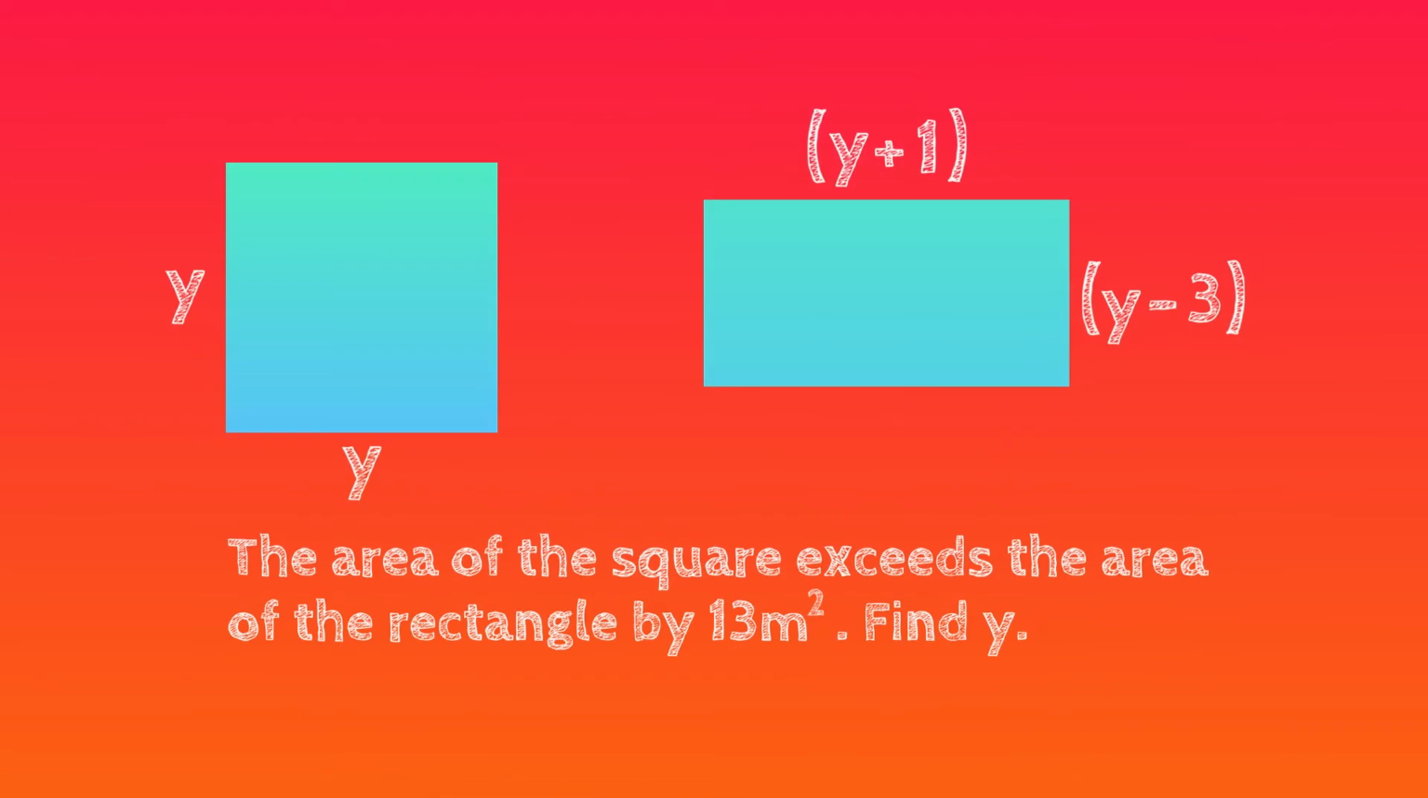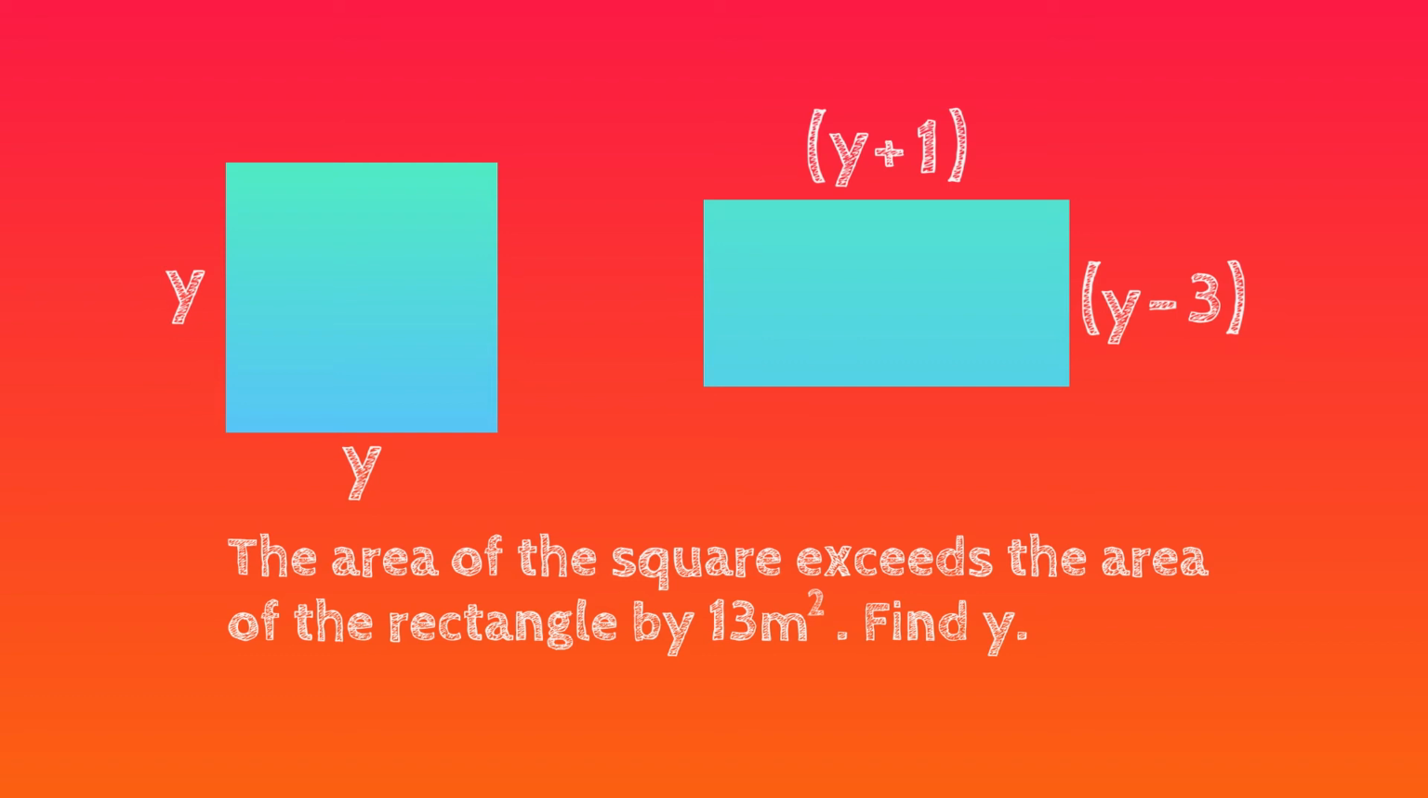Now we look at number 2. We have two shapes. We have the question, the area of the square exceeds the area of the rectangle by 13 square meters. Find y. So we are going to draw our shapes.